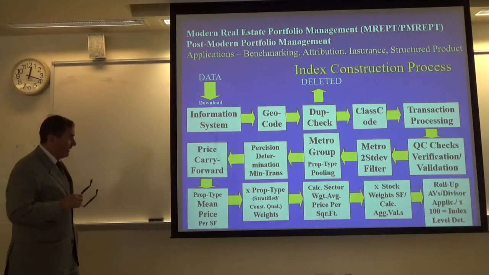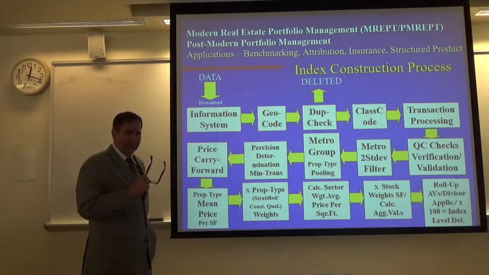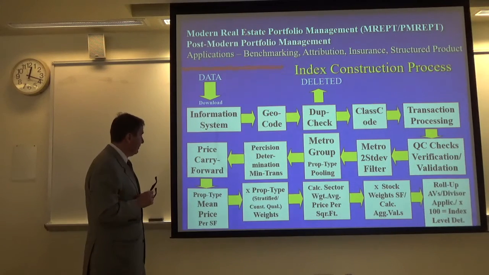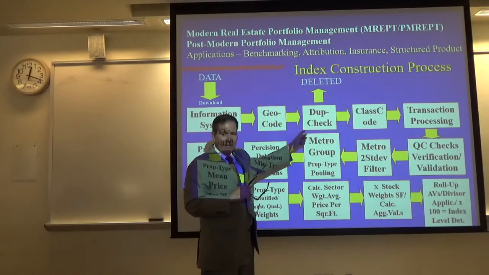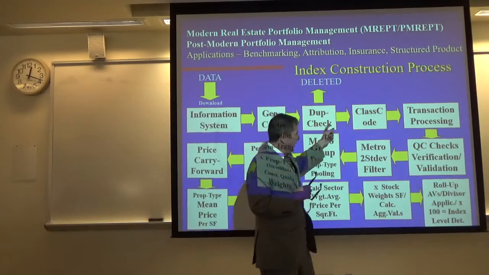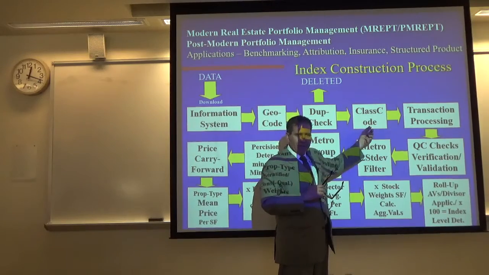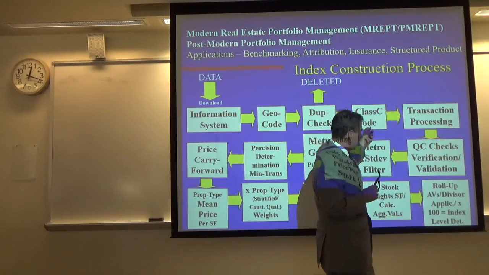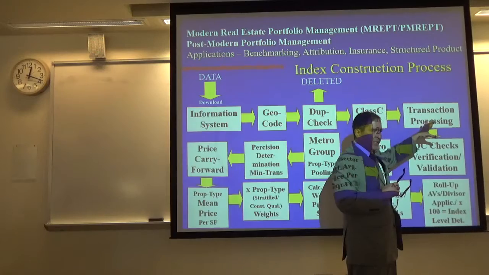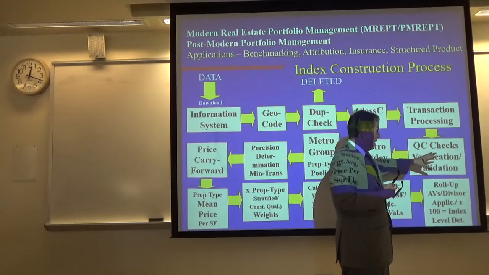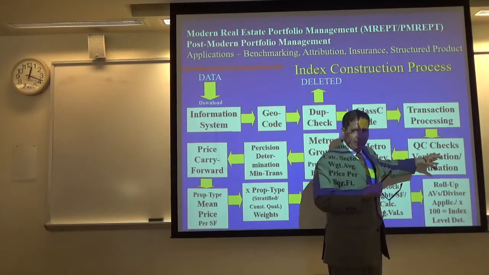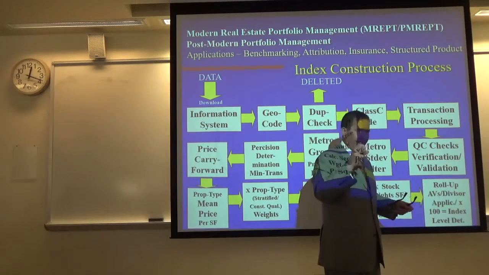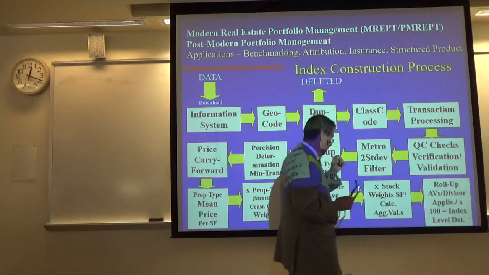And then here's the data processing procedure. So we get the 5,000 transactions, we get that dumped on a monthly basis. We would geocode everything. We would do checks for validation, verification. We would code all of the transactions by quality class. We would process the data. We would do quality control checks, validation, verification on the data. We would do random sampling of the data and verify that the transactions were correct.